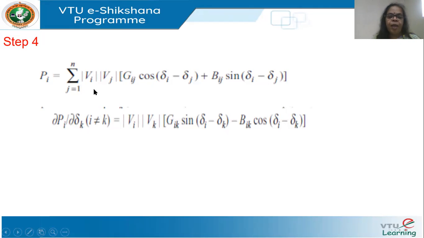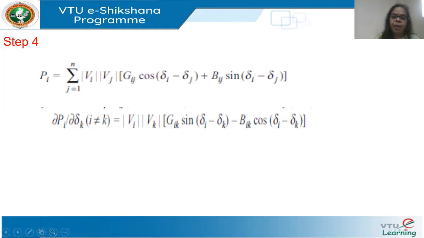When I differentiate, the sigma will go off because it is for a unique value of j. So I'll have to deal with only one term here, that is when j is equal to k. This expression has n terms, for j equal to 1 to n. Now I want to differentiate with respect to delta_k, so the only term of interest to me is where the variable delta_k appears, and that will appear only when j is equal to k. I hope it's clear now.